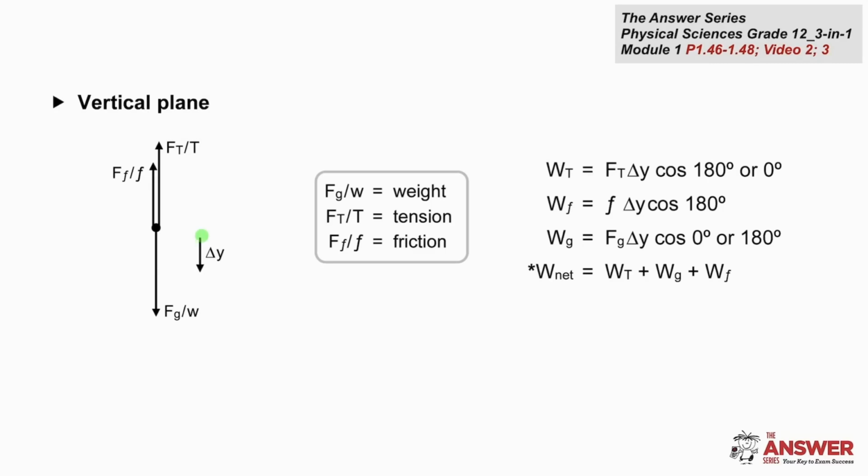When an object moves vertically, the weight and the tension and friction, if present, all do work on the object. The angle for tension and weight depends on the direction of motion, but the work done by friction will always be negative because cos 180 degrees equals -1.